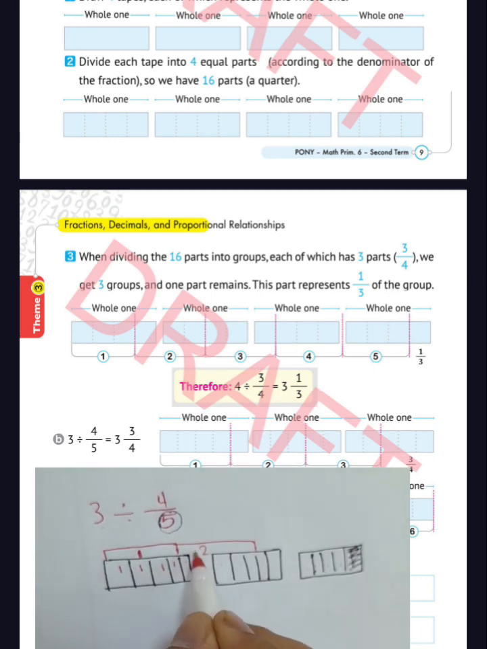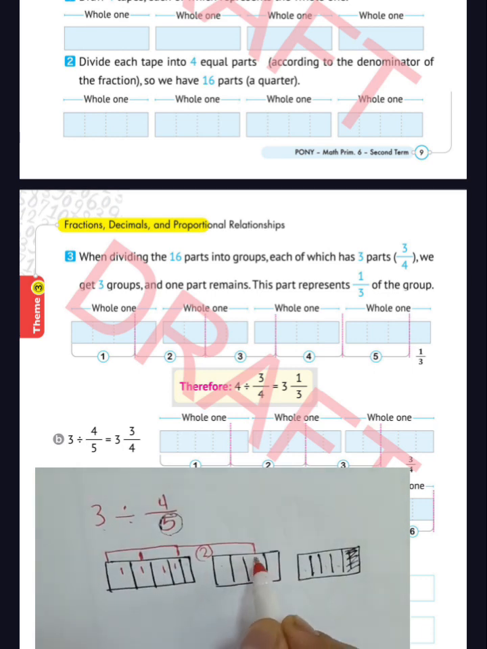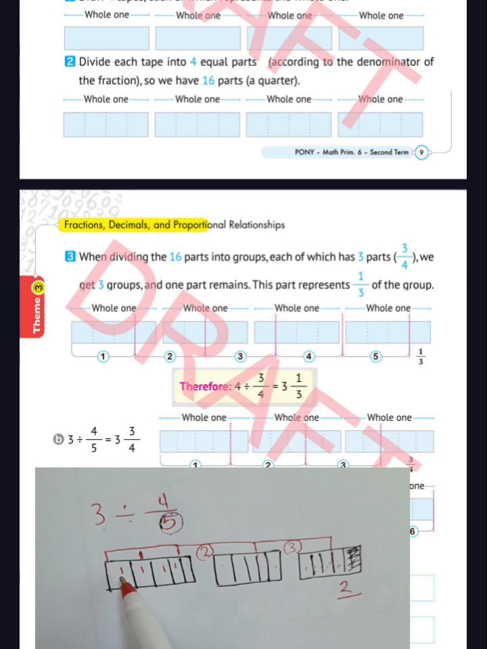It's number two. Count with me: one, two, three, four. It's number three. One, two, three. No, we won't find what? Four parts. Then the remainder here: how many parts? One, two. From how many parts in the group? In the group, we have one, two, three, four.